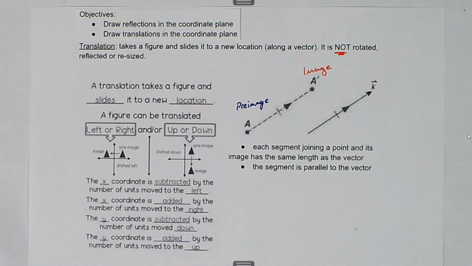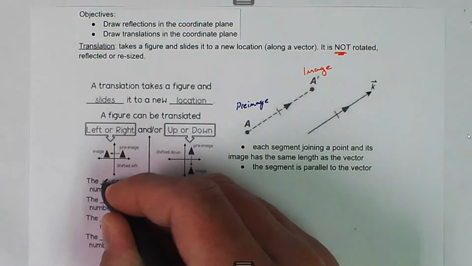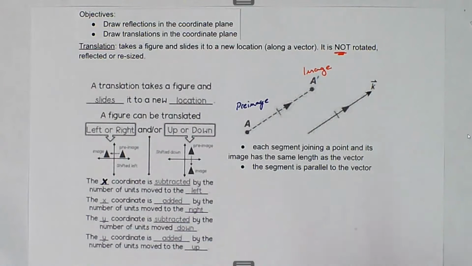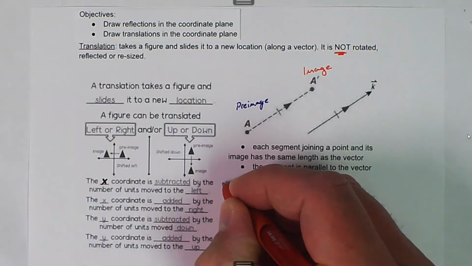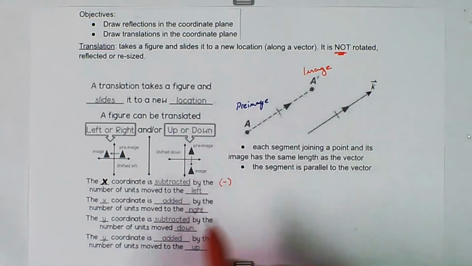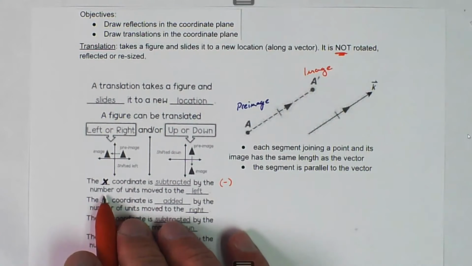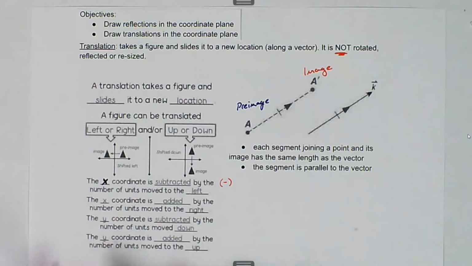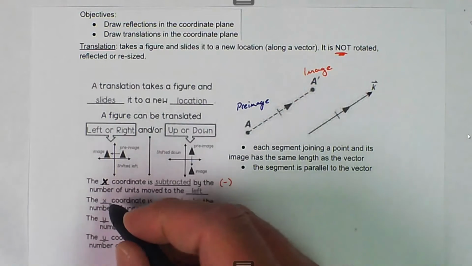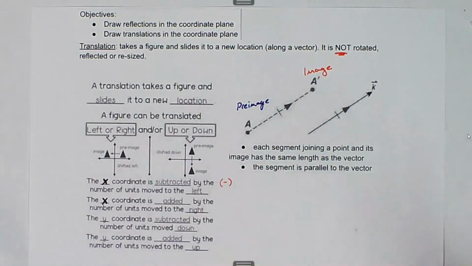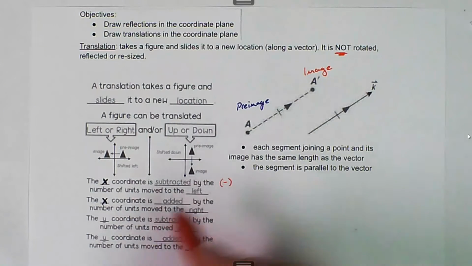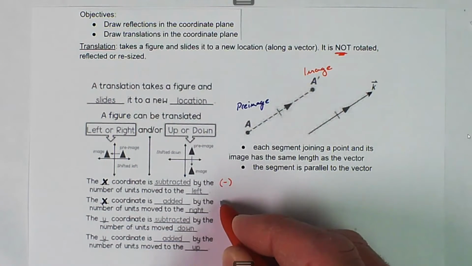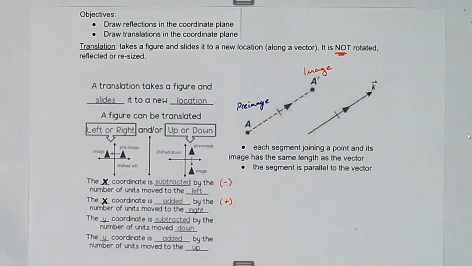So the X coordinate is subtracted. So for this one, we're going to use subtraction by the number of units moved to the left. So whatever you move to the left, you subtract. The X coordinate is added by however far you want to move it to the right. So this one is going to be addition.